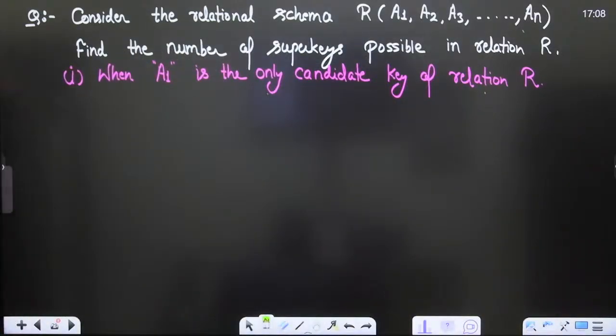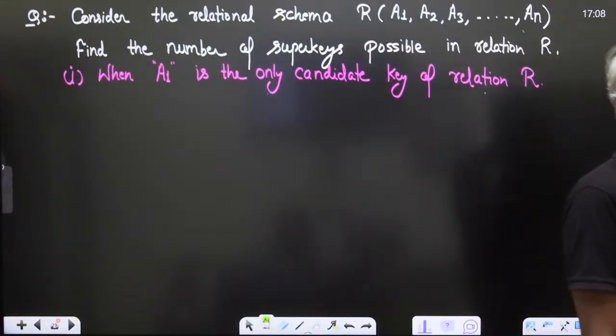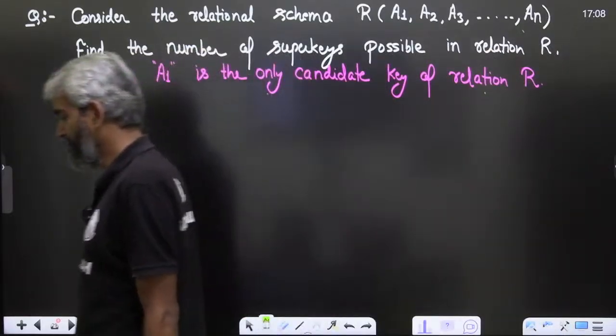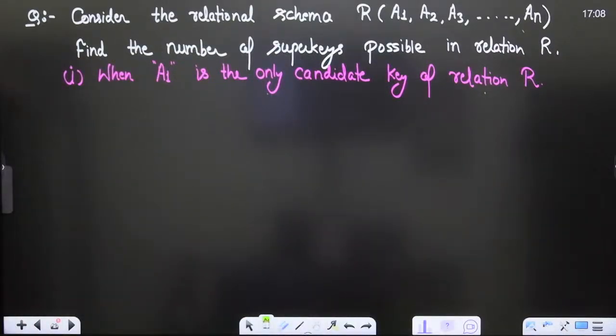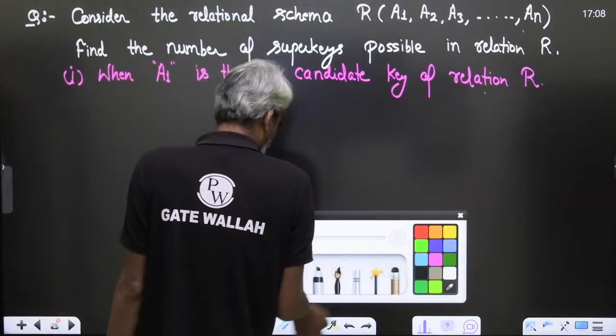N into n plus 1 by 2. Do whatever you want. All your choice. You can do whatever you want. Who am I to stop you? Come on.